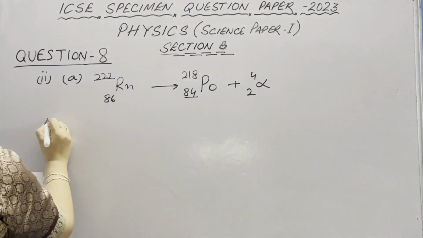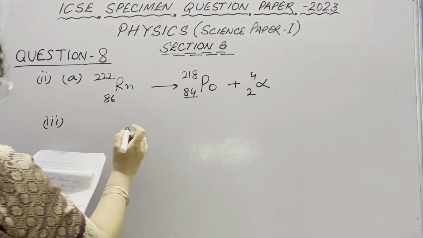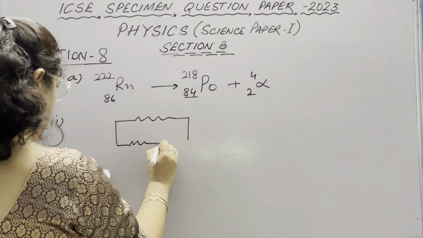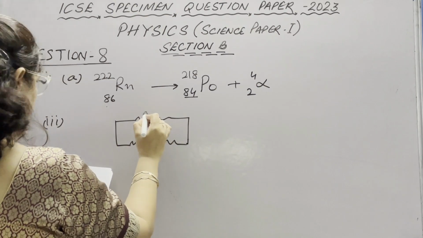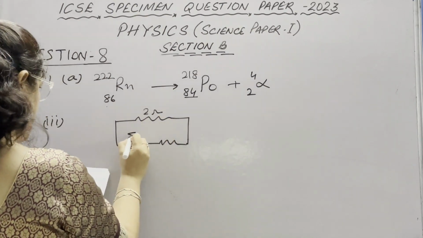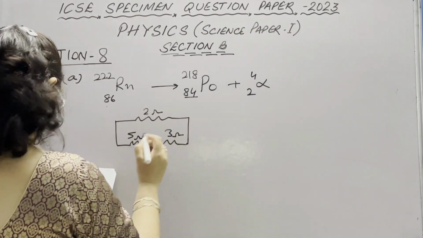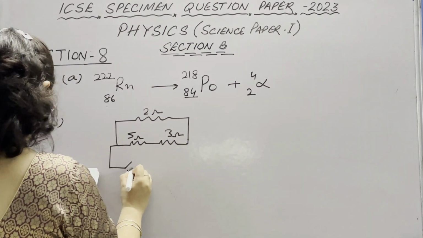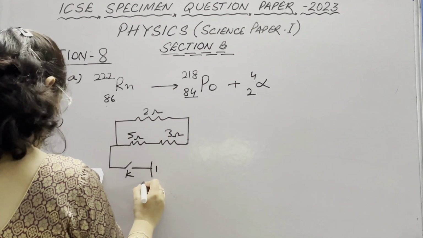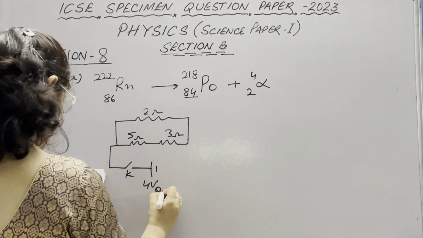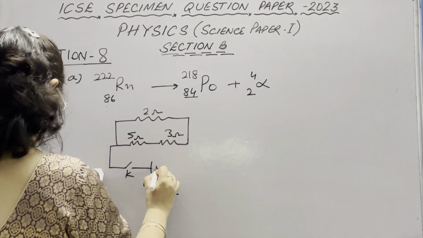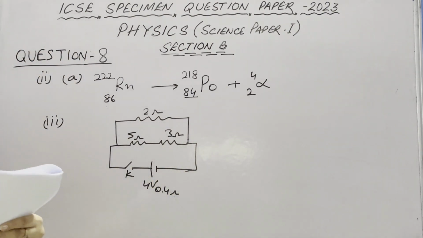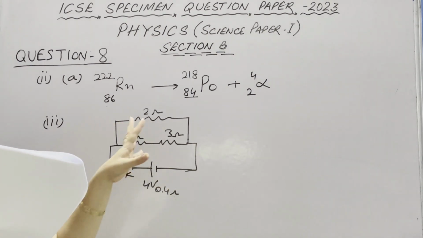In this numerical, two parallel branches are shown, one with a resistor of 2 ohm and another with 5 ohm and 3 ohm, connected to the supply. Here a key switch is given and a battery of 4 volt with internal resistance 0.4 ohm is given, and the circuit is complete now. Observe the given circuit diagram and answer the questions.